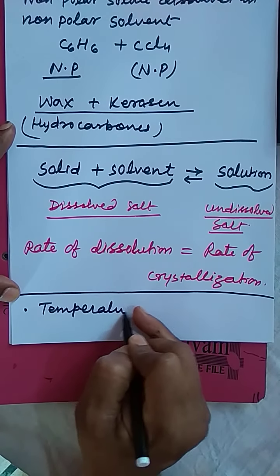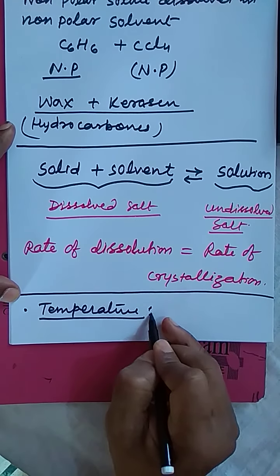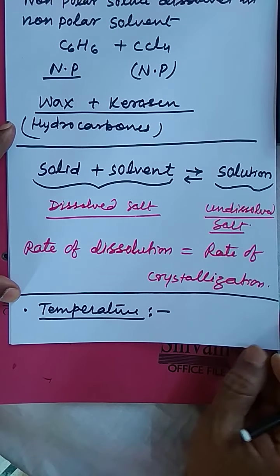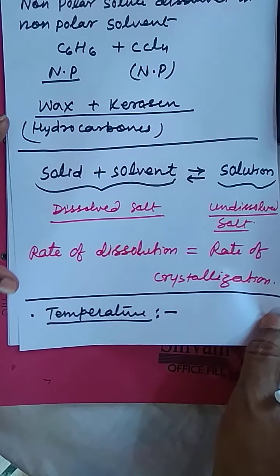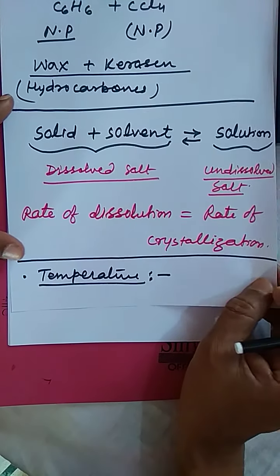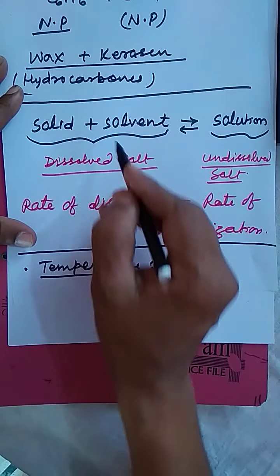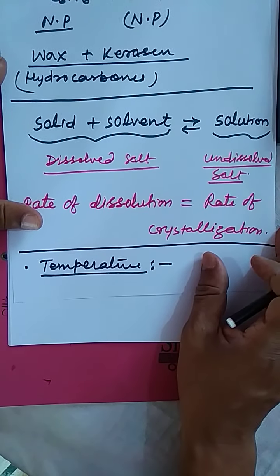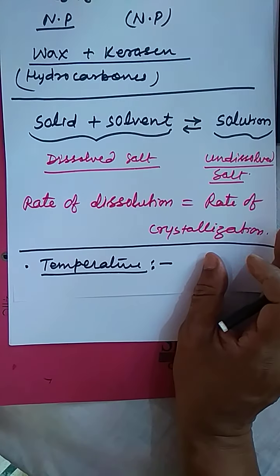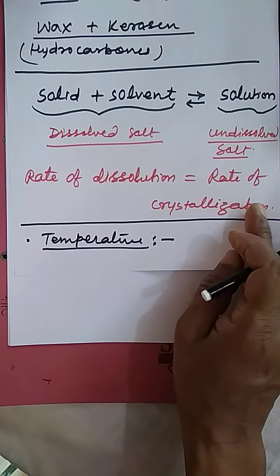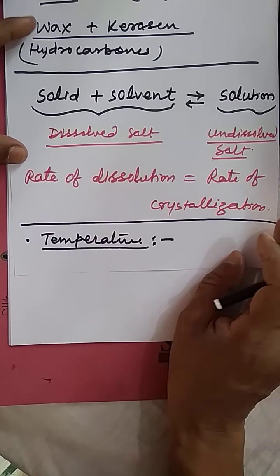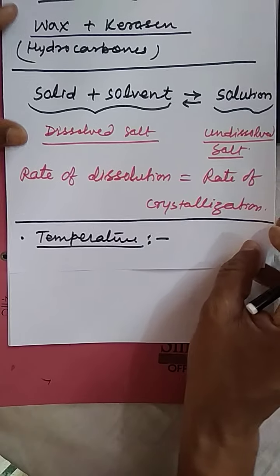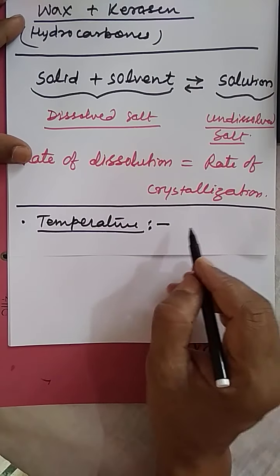Temperature. If we increase the temperature, does the solubility increase or decrease? According to Le Chatelier's principle, actually it is the case of equilibrium. So definitely temperature is a factor that affects the equilibrium. So by increasing or decreasing temperature, equilibrium will shift in either direction, which determines the solubility of solute in solvent.